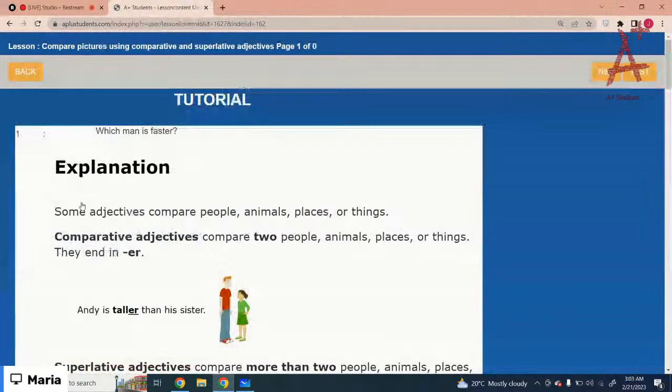Okay, some adjectives compare people, animals, places, or things. Comparative adjectives compare two people, animals, places, or things. They end in er. If you're just comparing two people, places, or things, you have to just add er. Like Andy is taller than his sister. So that is a comparison between Andy and her sister. Got it? Between two people. So you have to add er. Got it?